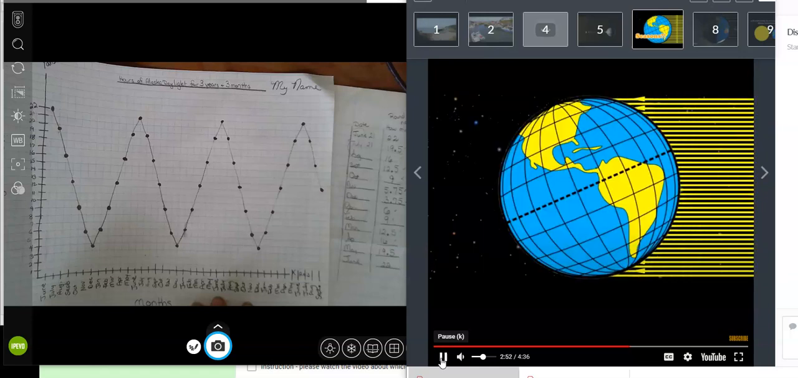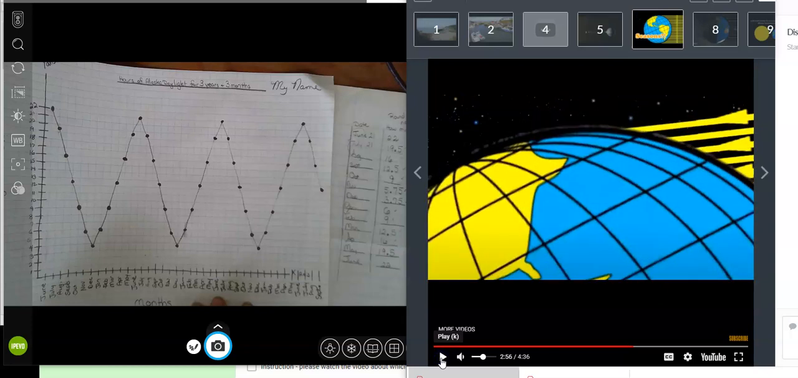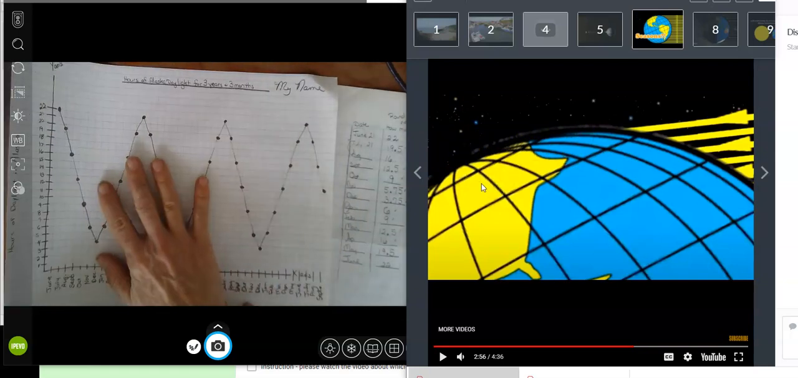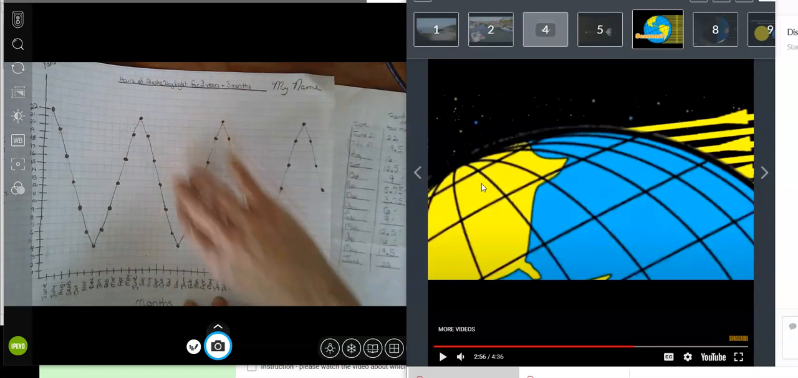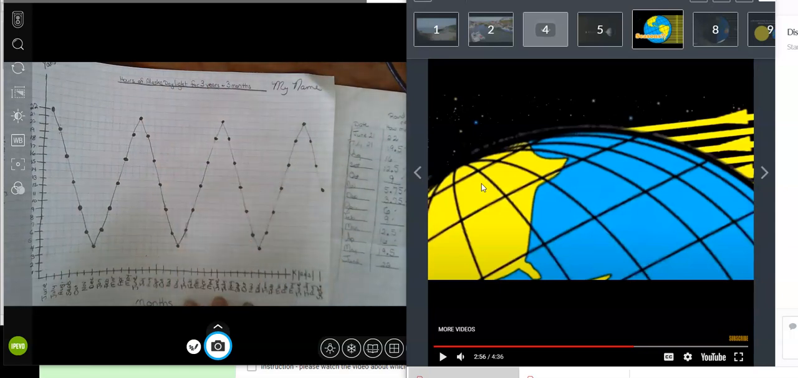On the winter solstice, you are tilted as far away from the sun as possible. So remember, Alaska is up here. In the winter, it's tilted as far away from the sun as possible. Where is this on our graph? Well, as far as possible will either mean here or here. Those are the extremes.